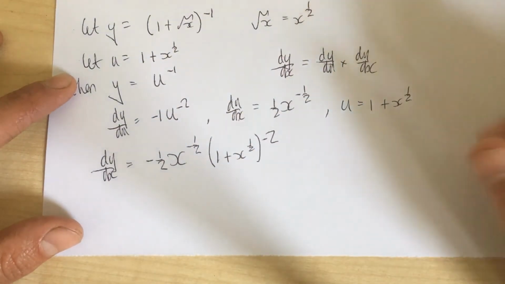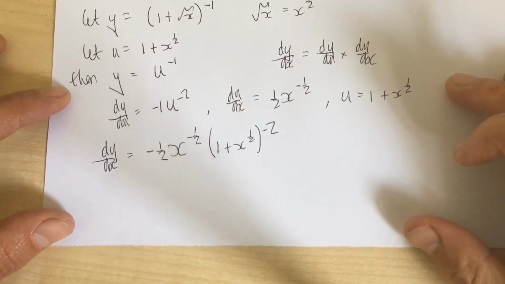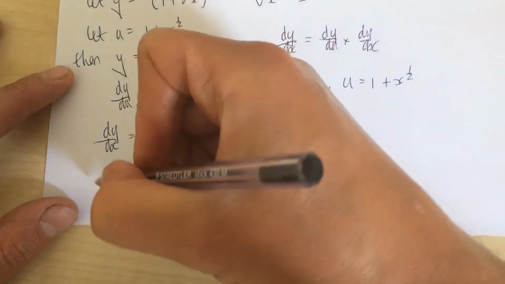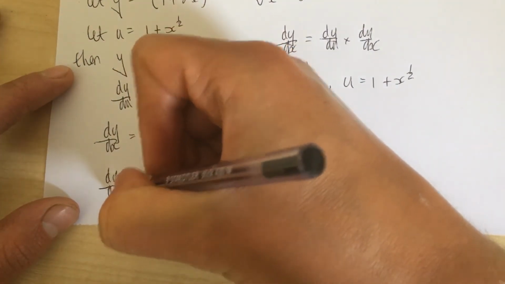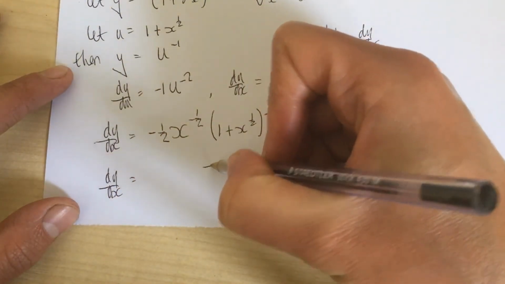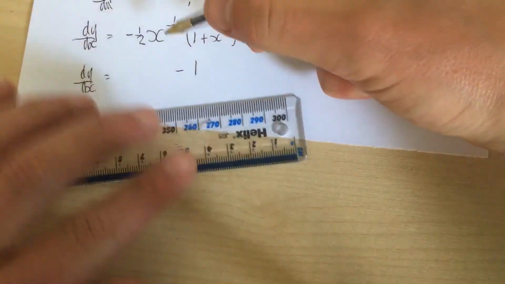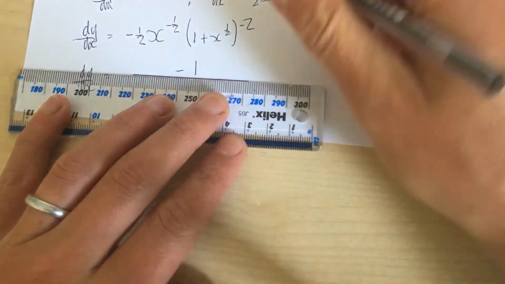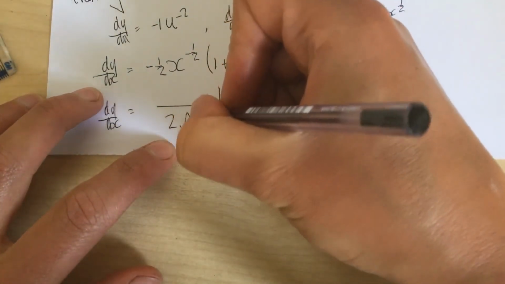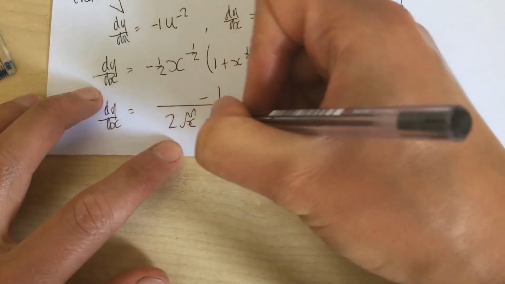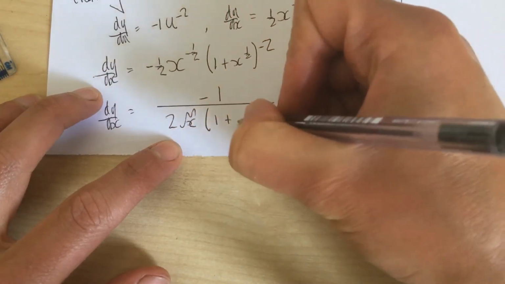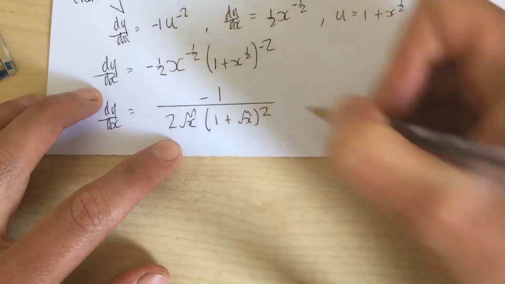Well, this is okay. That'll get me full marks in an exam, I'm sure. However, it might look neater if I express dy/dx as minus 1 all over 2 root x, brackets 1 plus root x, squared.